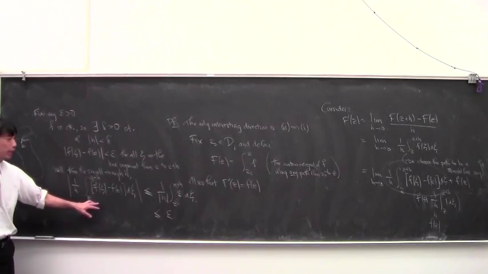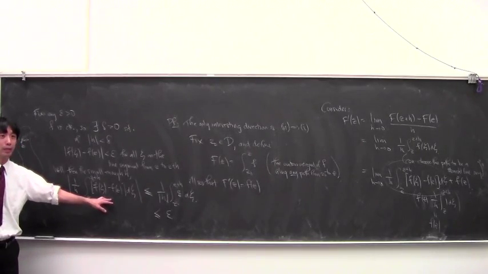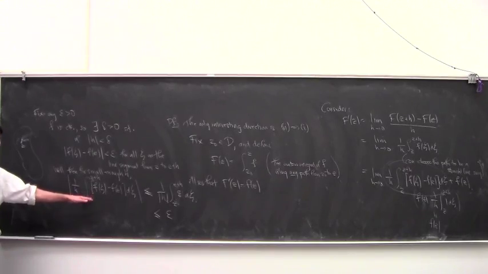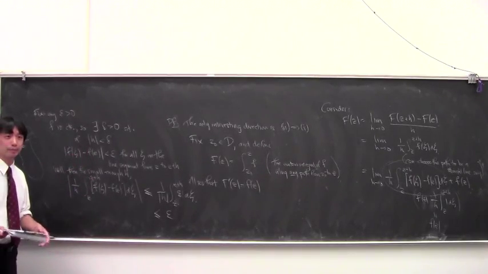You get that this thing is smaller than epsilon, right? And so, whatever epsilon you take, as h goes to zero, this is eventually going to get smaller than it, right? And so the limit is zero.